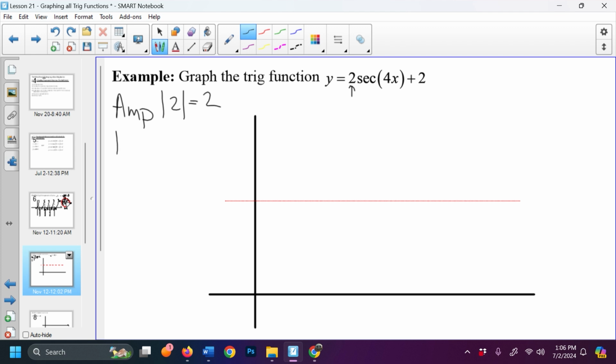And then my period will be 2 pi divided by the b value, which in this case is 2 pi over 4. When I reduce 2 over 4, I get pi over 2. So my period is just going to be pi over 2. That's kind of small, but that's okay. And I have no c value, so I have no left-right shift. But this 2 here says that I translate up 2 units.